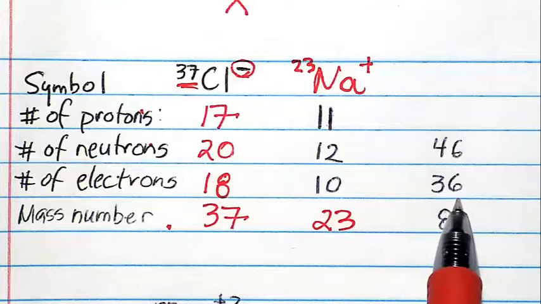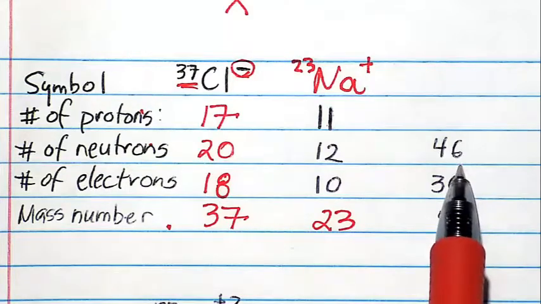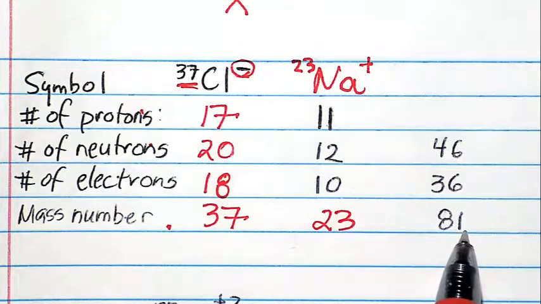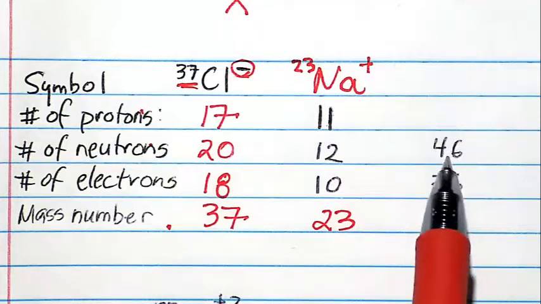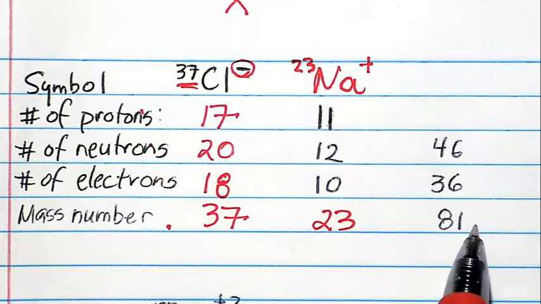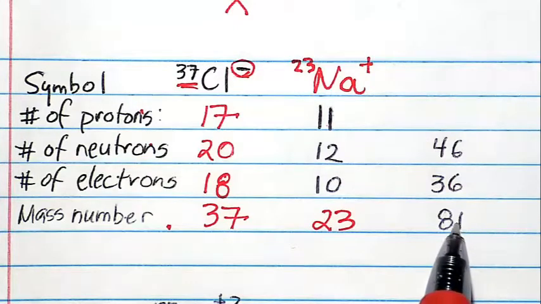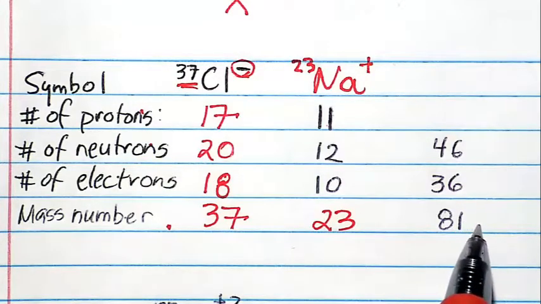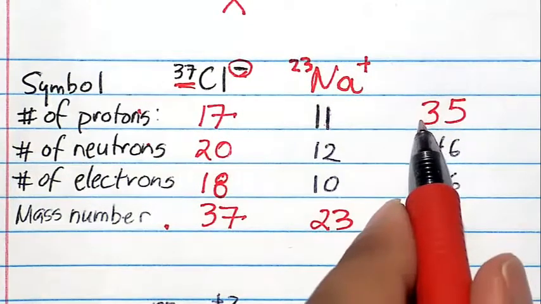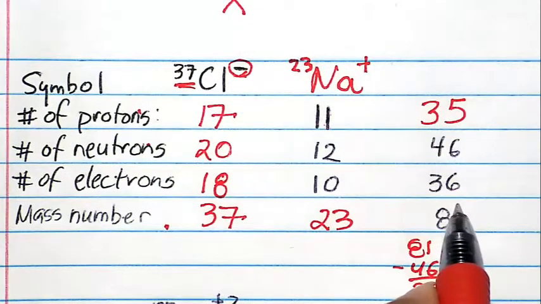The number of electrons for this species is 36. The number of neutrons is 46. The mass number is 81. We know that the number of protons plus neutrons is equal to the mass number. So to get the number of protons, which tells me my element, I have to do 81 minus 46. So 35 protons. I have 36 electrons.